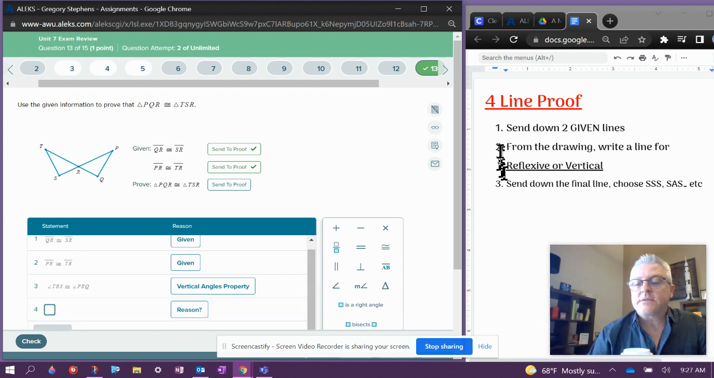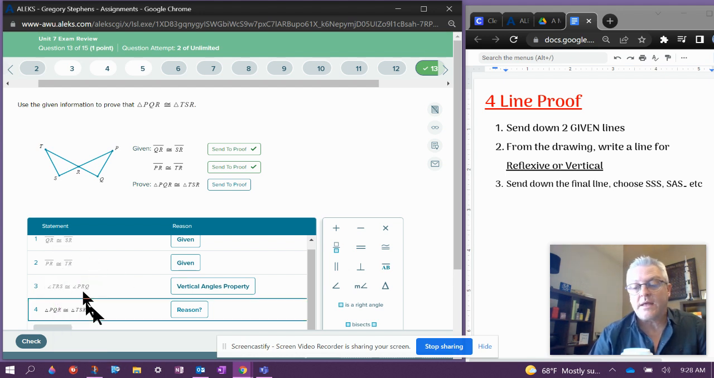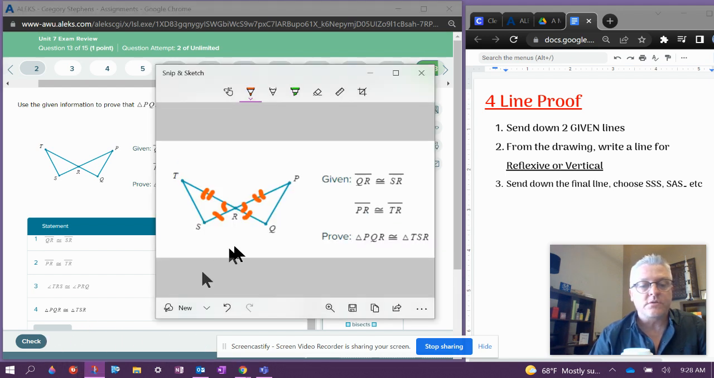The last step, send down the final line and choose our theorem. Okay, so send to proof. These two triangles are congruent. And so now we've got 2 sets of sides and an angle. Well, there's only one that has 2 sides and an angle, so that should be pretty easy. We can look at the drawing too. Again, it's right in order. Side, angle, side. It has to be SAS. And it's the only one with 2 sides and 1 angle because ASS doesn't work.